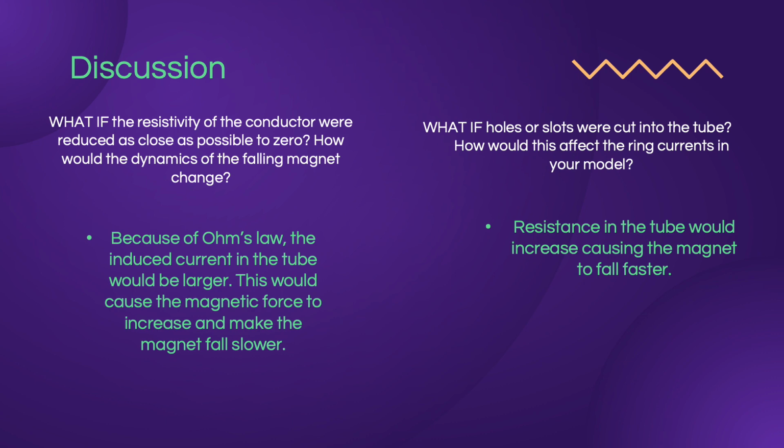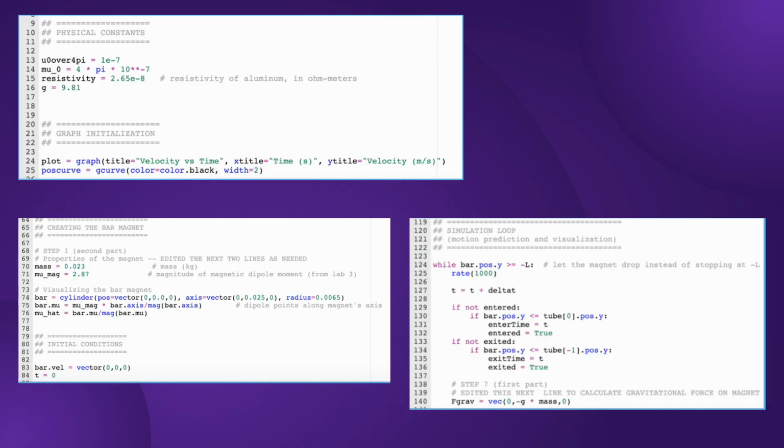Now I'll be going over the computational model that was required for this lab. In the first picture, in the top left, you can see all the values that were initiated, which are the physical constants. In the second, in step 1, you can see the properties of the magnet and more additional information. In the third picture is the simulation loop.